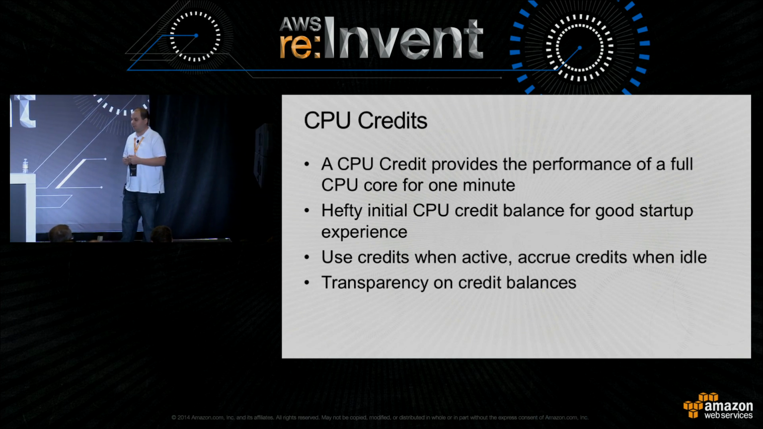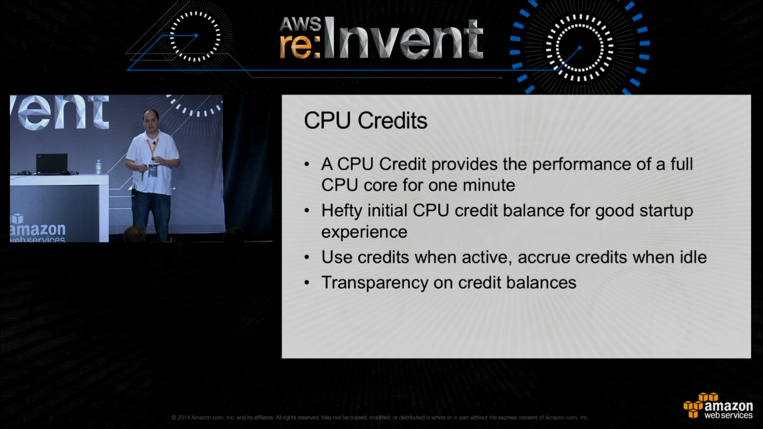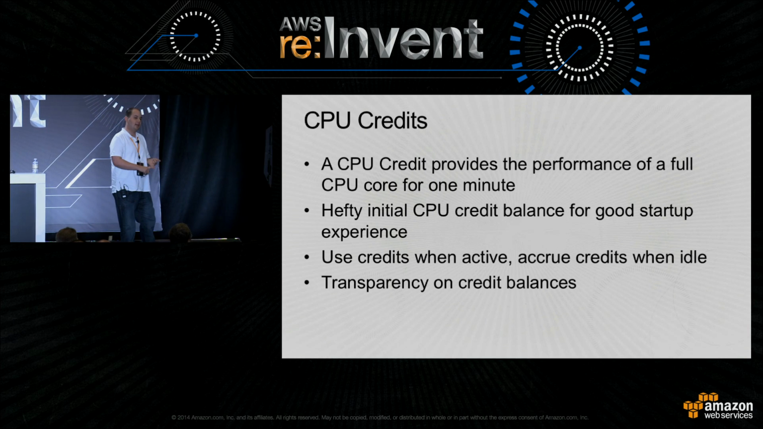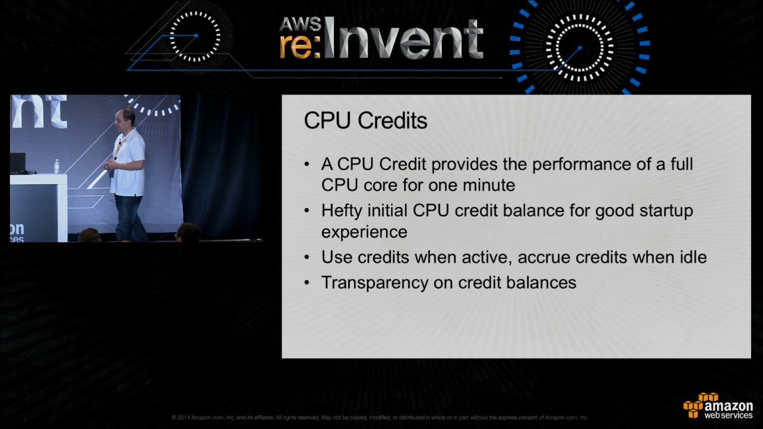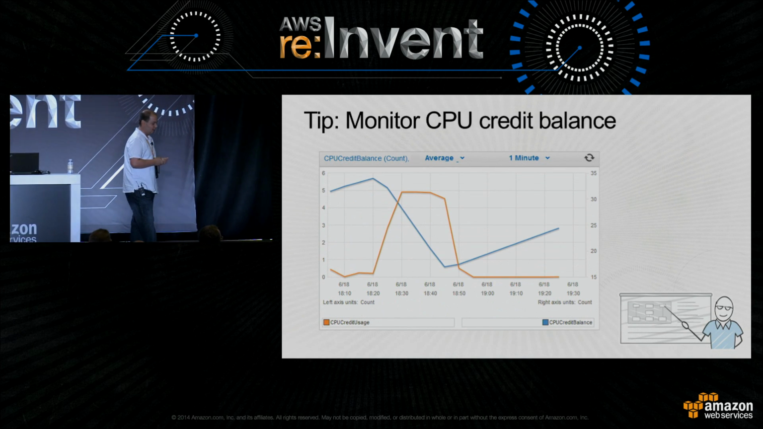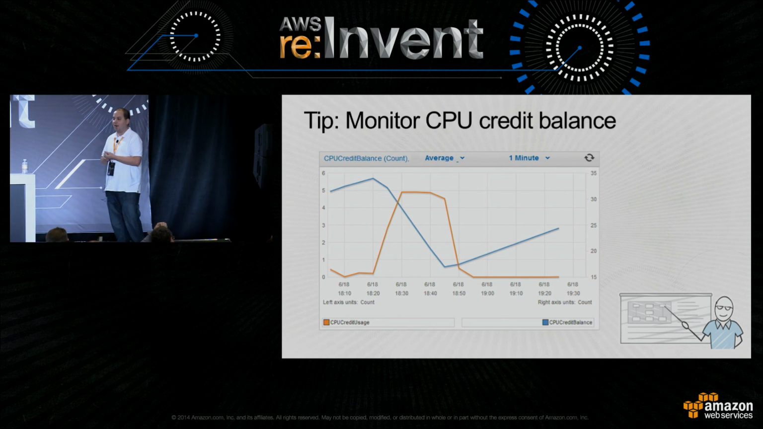And then the other thing that we did that's also really important is we tried to be extremely transparent about this mechanism, not just how it works, but also what your current credit balance is, so that you can use this to rationalize about your application. And this leads to the second tip, and that's actively monitor your credit balance and how it affects the performance of your application.